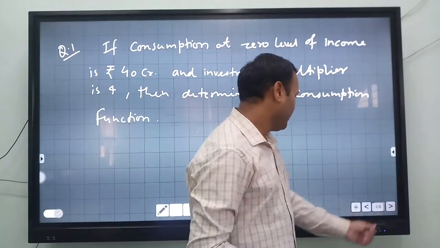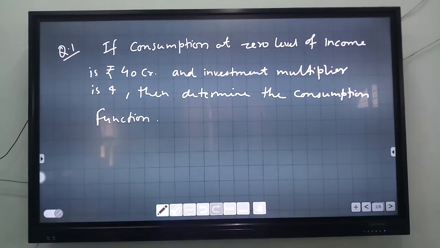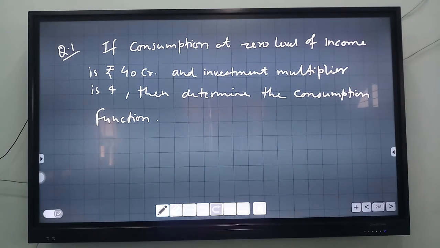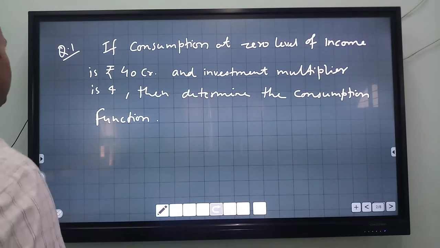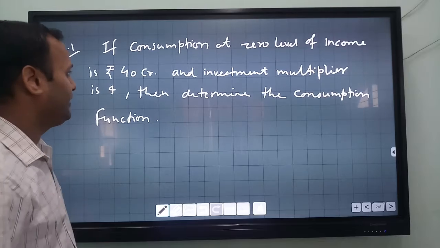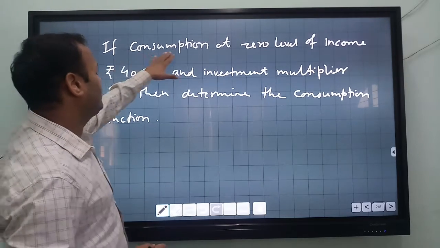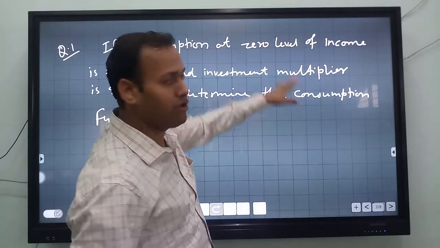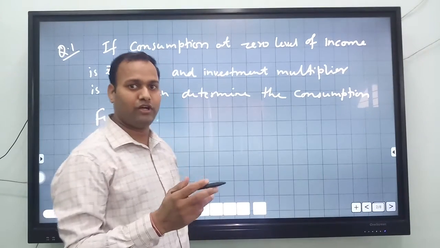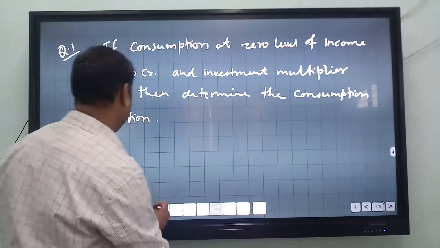Okay. So here is the first question: if consumption at the zero level of income is 40 crore and the investment multiplier is 4, then determine the consumption function. So we have been given the consumption at the zero level of income. What is the consumption at the zero level of income? That is the autonomous consumption.